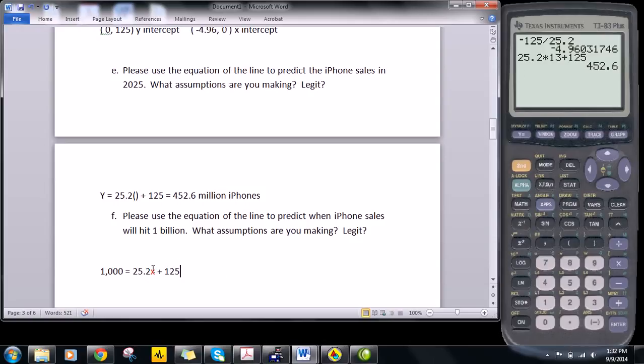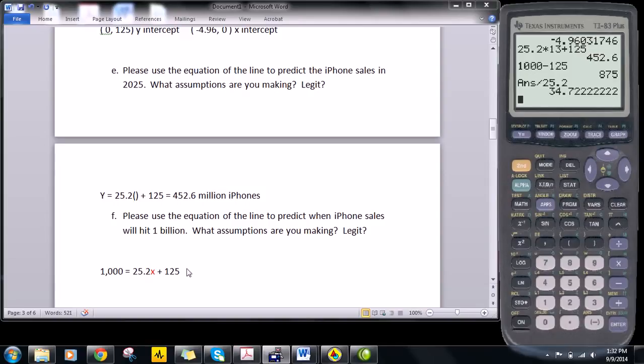Now I'm going to solve for x. I'm going to subtract 125, so 1,000 minus 125, and divide that answer by 25.2, and I get x equals 34.72. And what's my label? Well, x is years after 2012, which would make it essentially the year 2046, almost the year 2047.